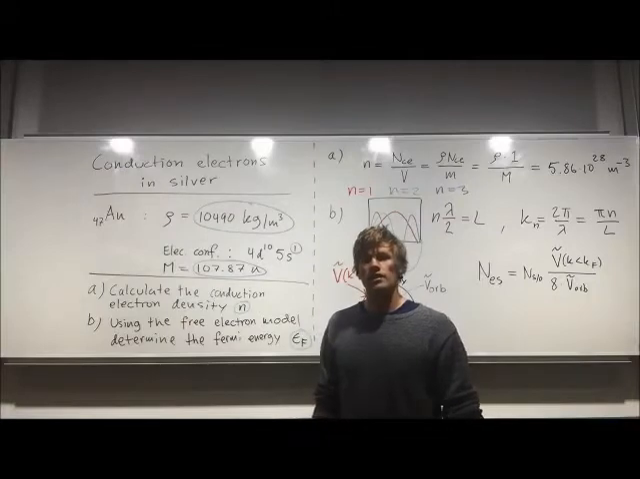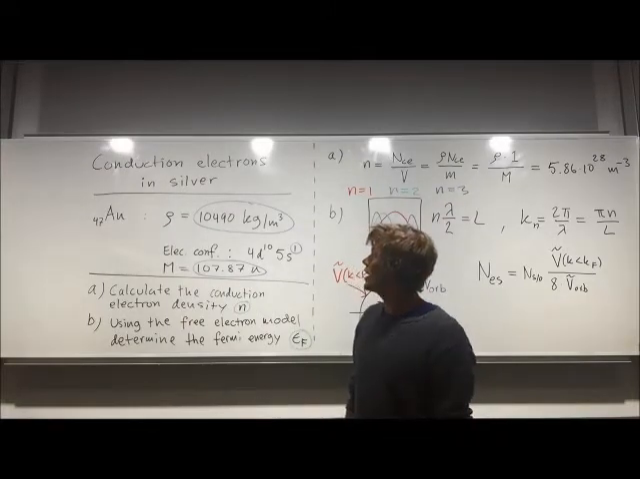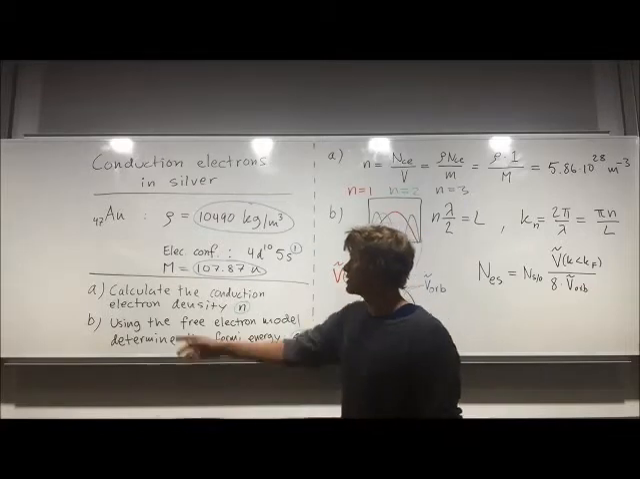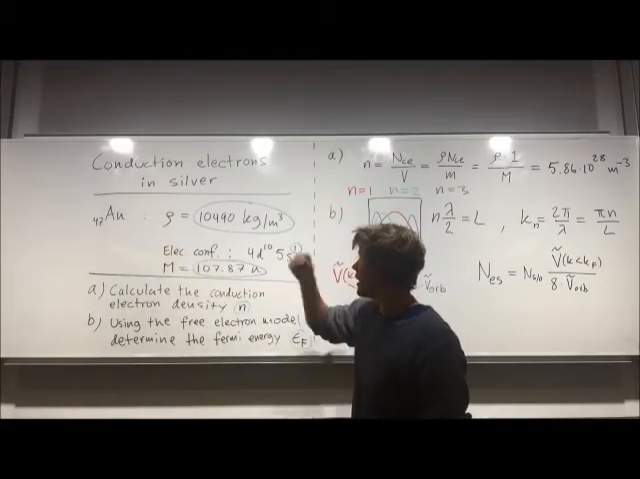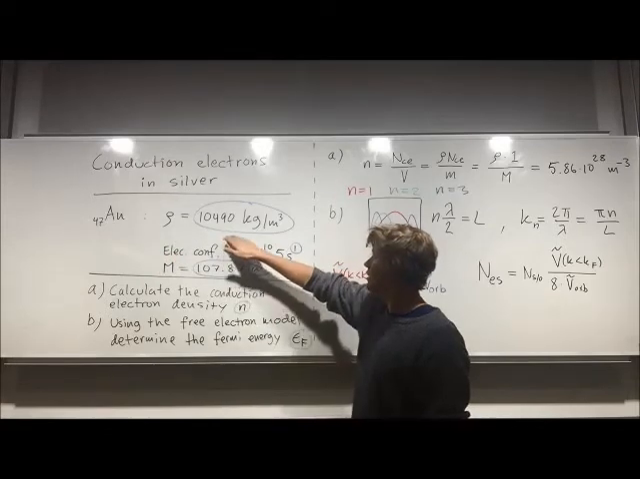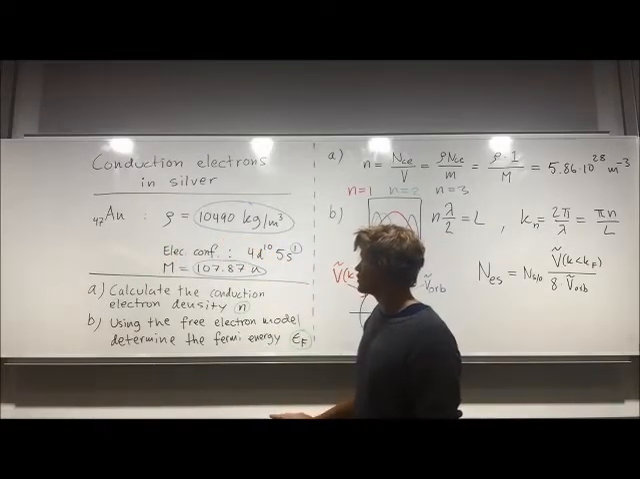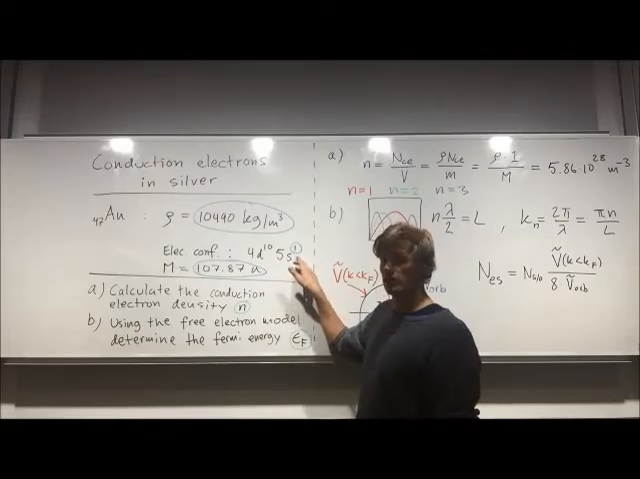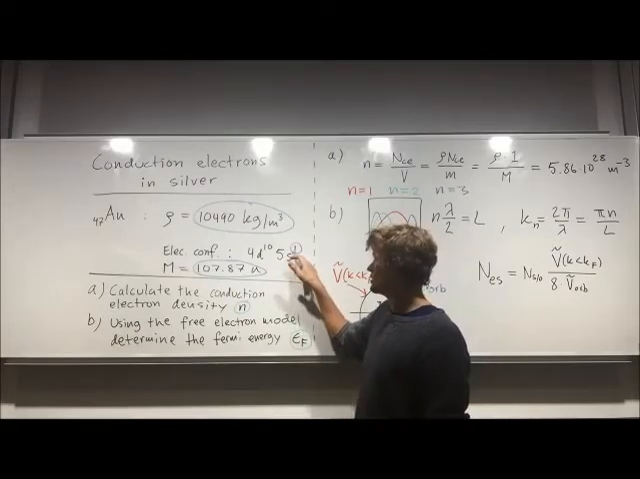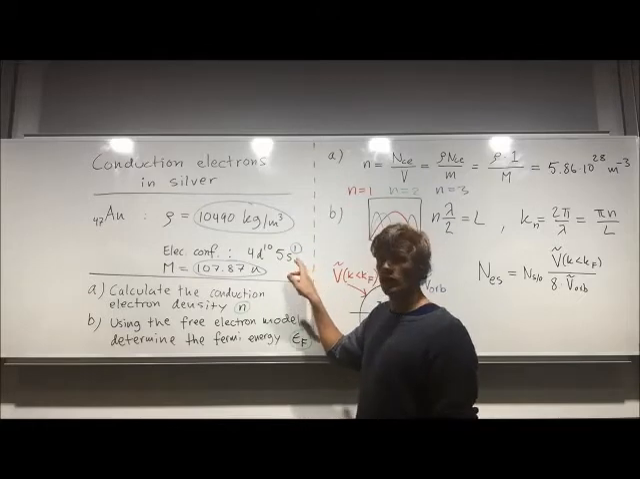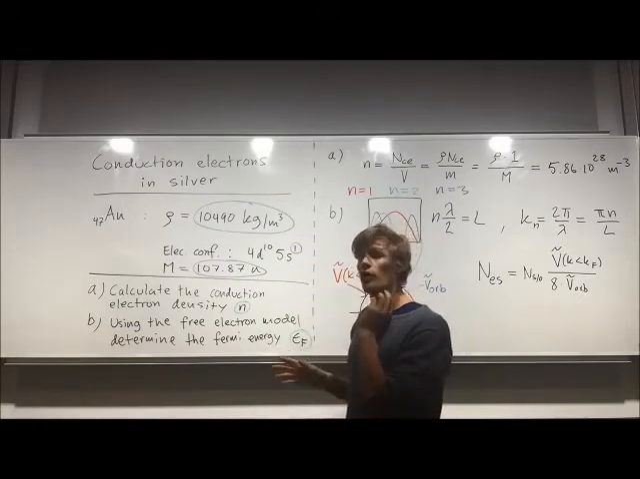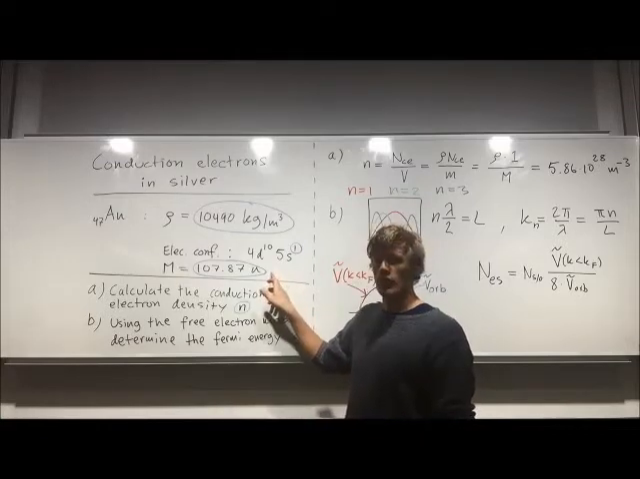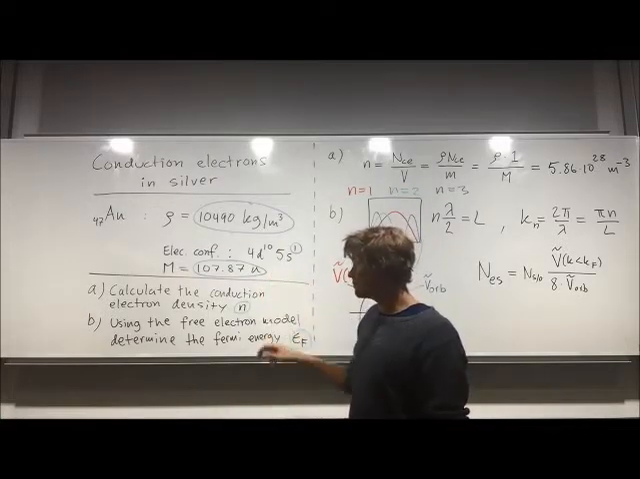Hi! In this exercise we're concerned with the conduction electrons in silver. Silver has the atomic number 47 and it has a density which you can see here, and also an electronic configuration, and I've circled the 1 here since it means that it has 1 conduction electron that contributes per atom to the conduction band, and it has an atomic mass, as you can see here.